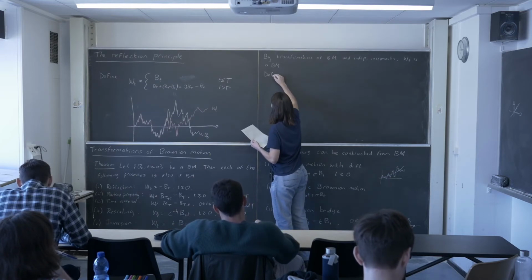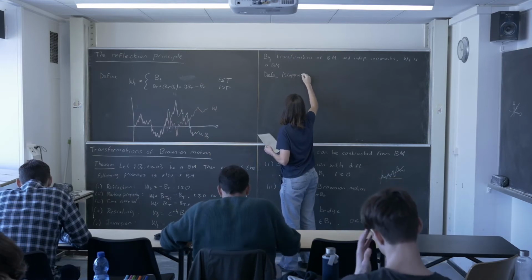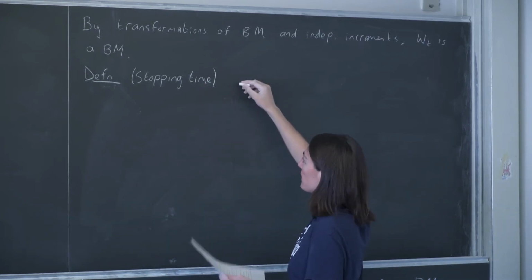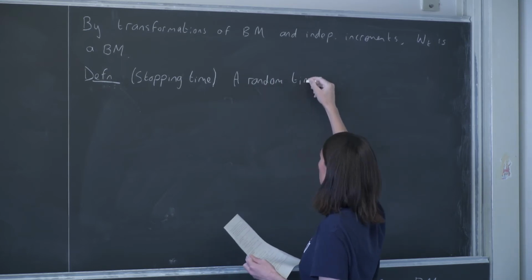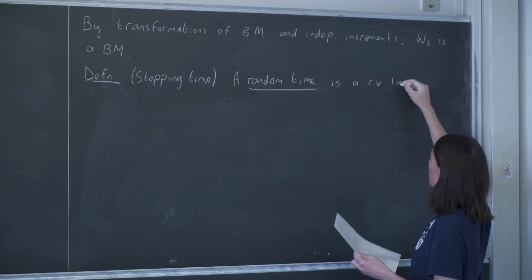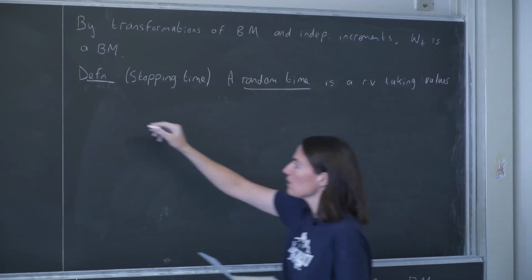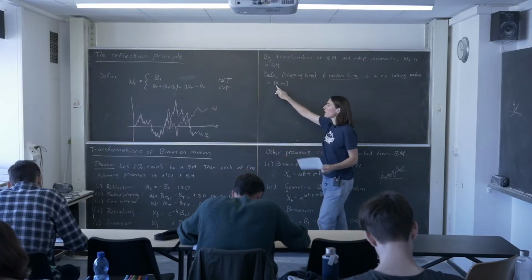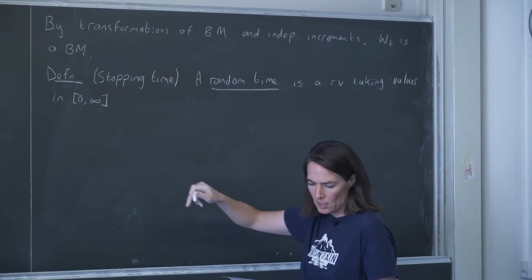Okay, so let's go for our definition. So this is stopping time. Right, so a random time is a random variable taking values in 0 up to infinity. So it only takes non-negative values, but it can actually take the value infinity. So this is a closed interval here, so just bear that in mind.